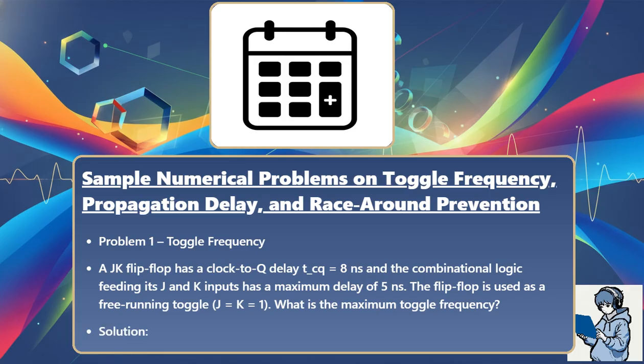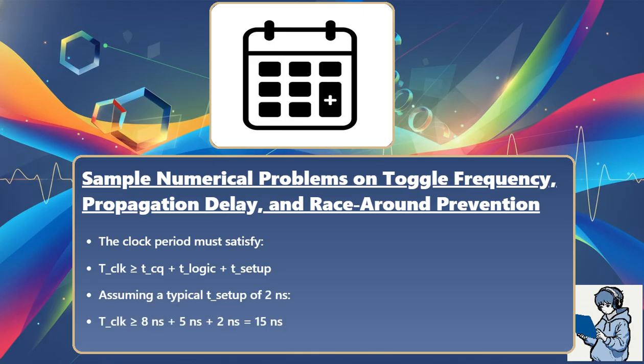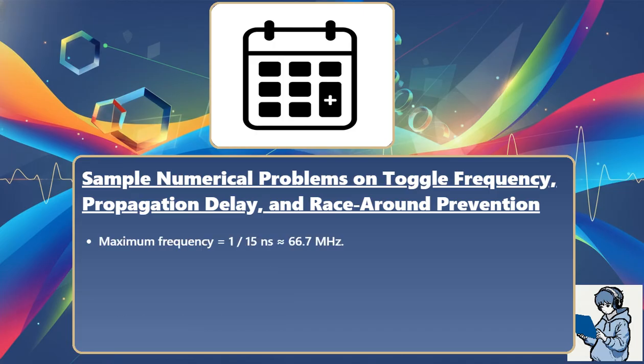Solution. The clock period must satisfy T clock greater than or equal to TCQ plus T logic plus T setup. Assuming a typical T setup of 2 nanoseconds, T clock greater than or equal to 8 nanoseconds plus 5 nanoseconds plus 2 nanoseconds equals 15 nanoseconds. Maximum frequency equals 1 divided by 15 nanoseconds, approximately 66.7 MHz.